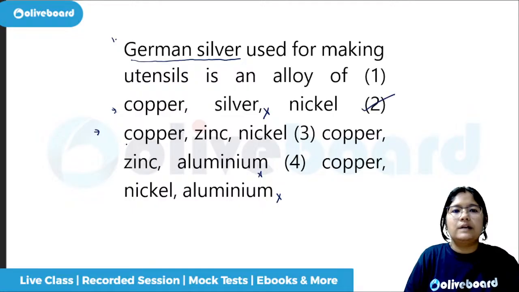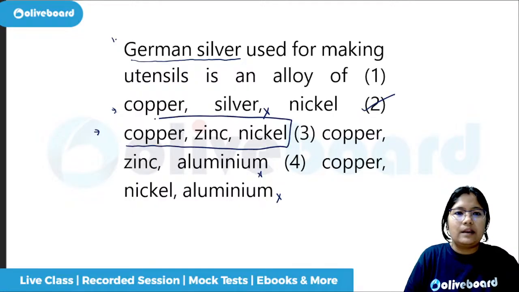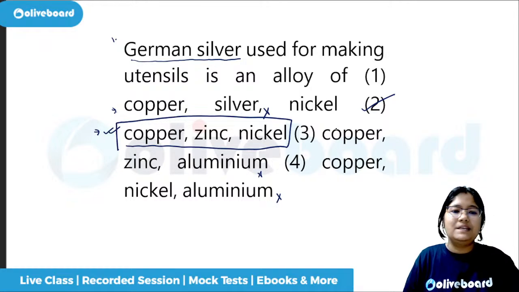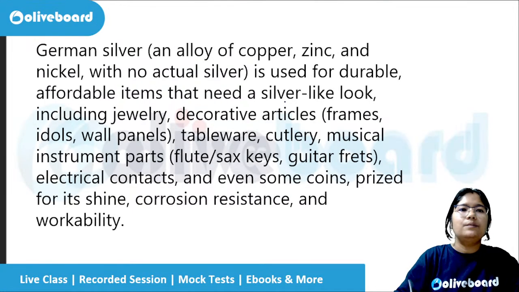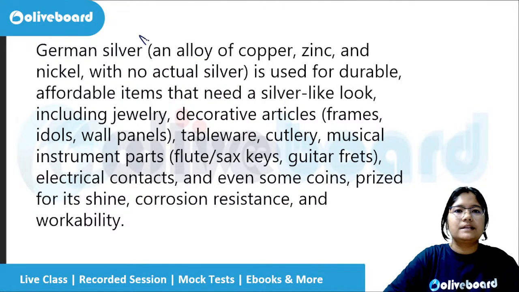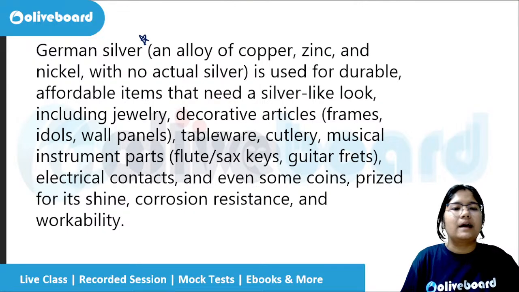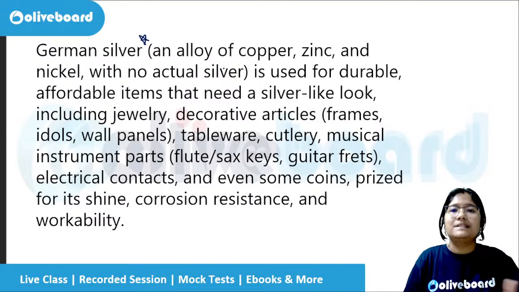Option number 2, that is copper, zinc and nickel. It is an alloy of copper, zinc and nickel. Correct, Prabhat? Option number B is the correct answer. Let us see what is German silver. It is an alloy of copper, zinc and nickel, but there is no actual silver in German silver.